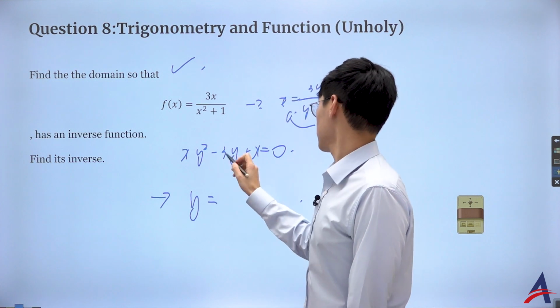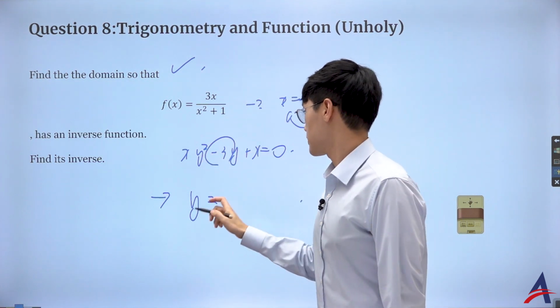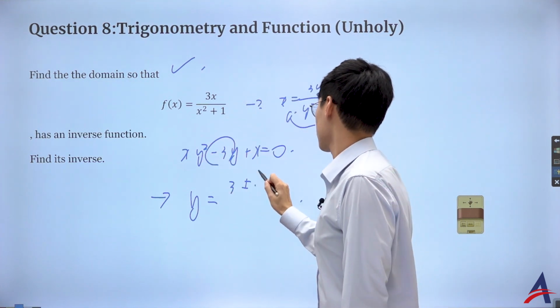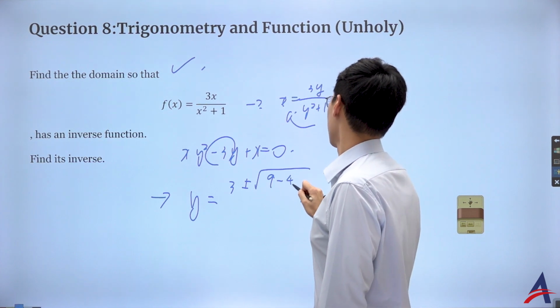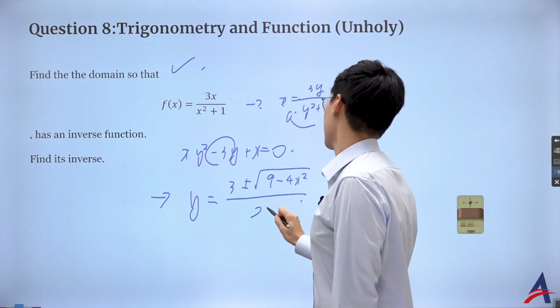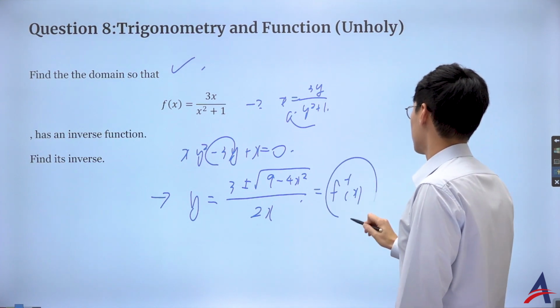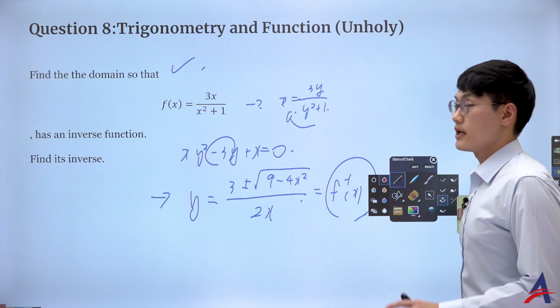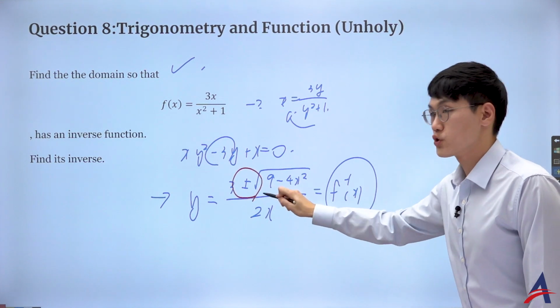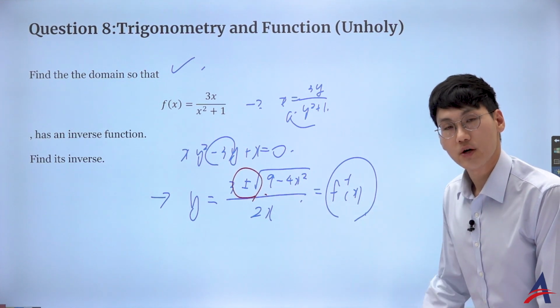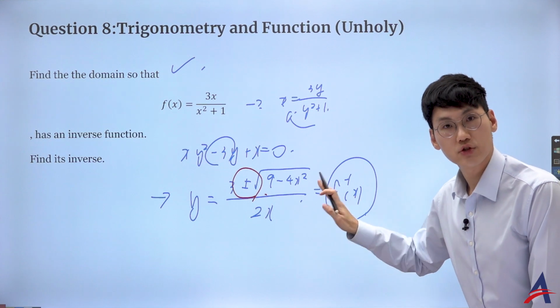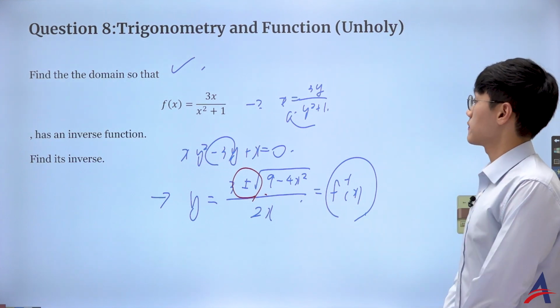y is equal to, if this is going to be my b, it's going to be 3 plus or minus the square root of 9 minus 4x squared, over 2x, my friend. I'm going to call that my inverse function. That is great, but here's the thing. The inverse is supposed to be unique, my friend, right? So I cannot leave it like that. You need to decide whether it's going to be positive or negative.